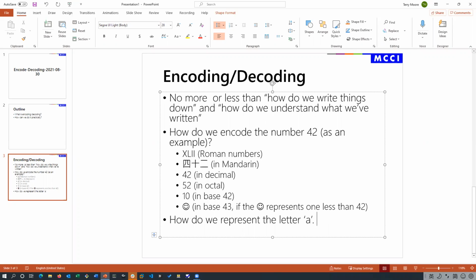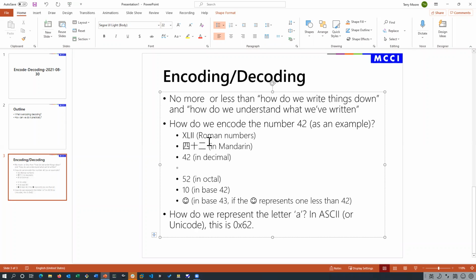In fact, there's a whole standards committee called Unicode, which is all about these kinds of things, and it's just as weird as the mathematicians. In ASCII or Unicode, this is hex 62. Now, I've just represented a number, 62. So I forgot to put something up here, 42 in hexadecimal. That would be 3A. I'm sorry, 2A. 2 times 16 is 32 plus 10.